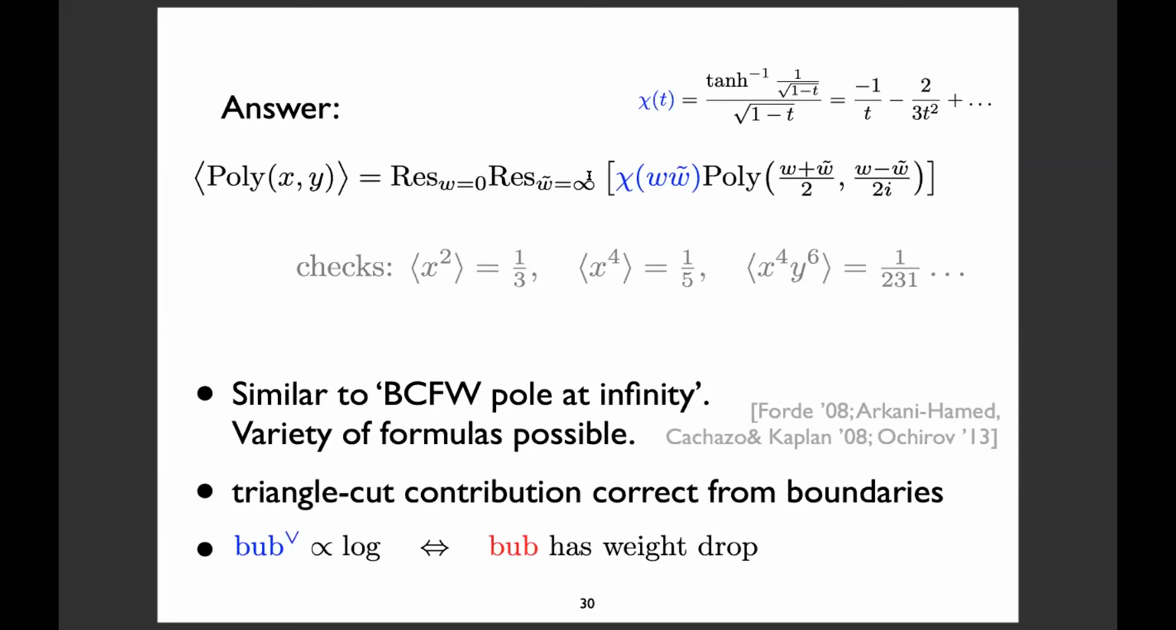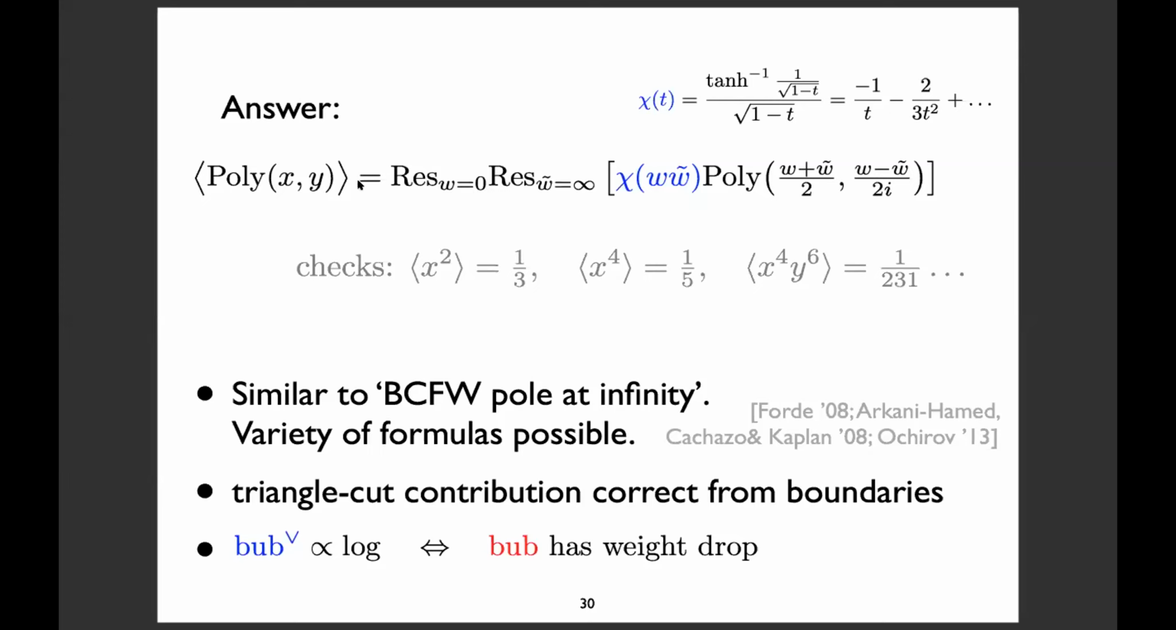So yeah, you can check this formula. It's a very elementary formula. The function you need is some arc tangent, but you're expanding it around a point where it's just a regular series, 1 over t. So you can reproduce the classic result that the average of x squared is 1/3, for example, and a lot of other nice numbers. So it's very similar conceptually to the BCFW poles at infinity. We're going in a complex direction to infinity. There's a lot of formulas that are possible.